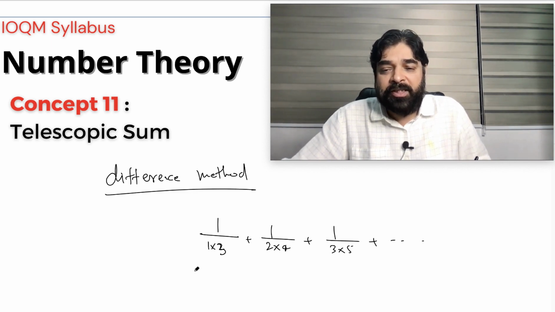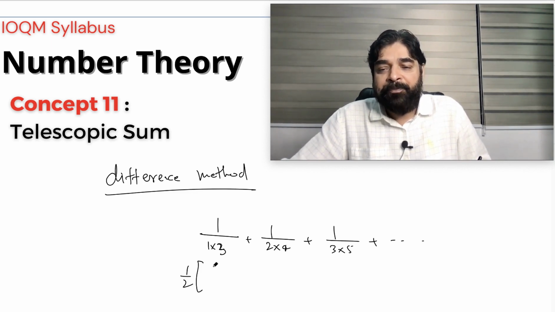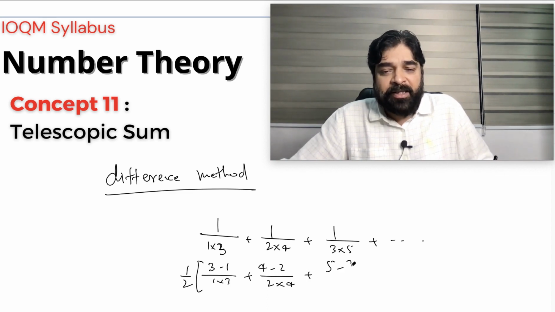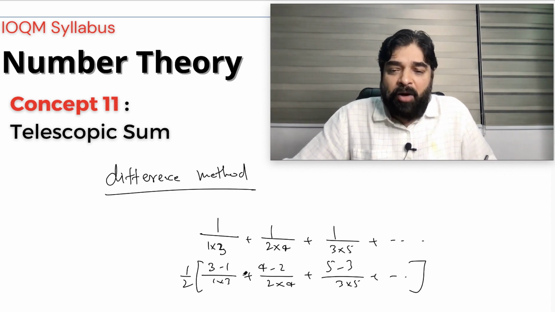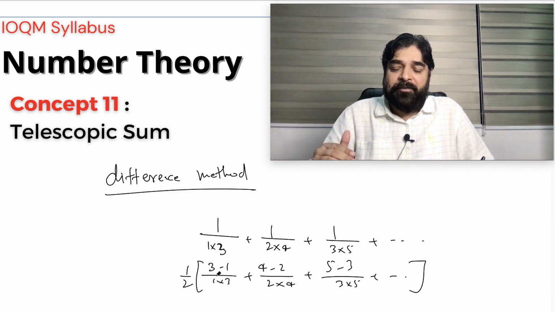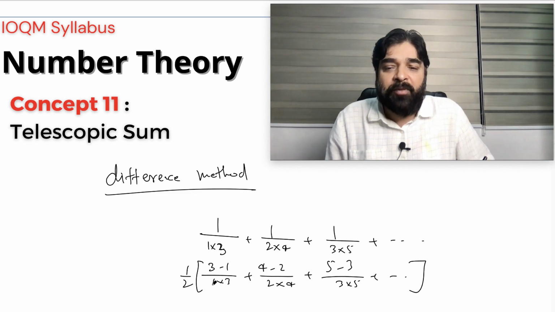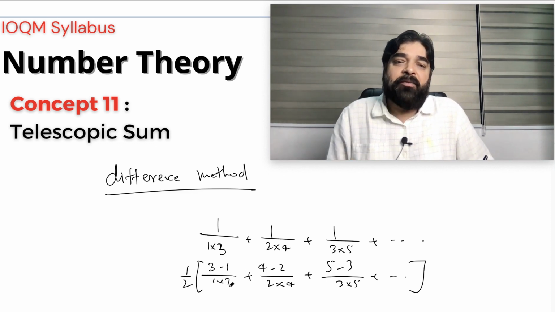Means I can write 1 by 2, 3 minus 1 by 1 into 3, plus 4 minus 2 by 2 into 4, plus 5 minus 3 by 3 into 5, and so on. So now every term will split. If you break it, this will come 3 by 1 into 3 minus 1 by 1 into 3. Means 3 by 3 means 1 minus 1 by 3.